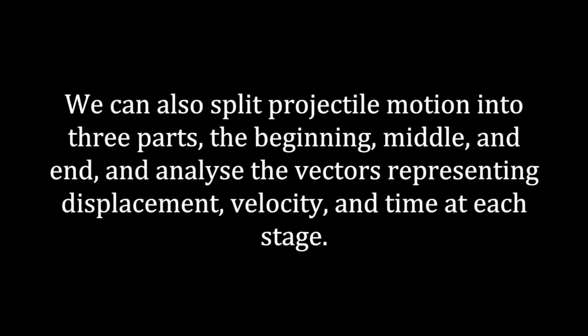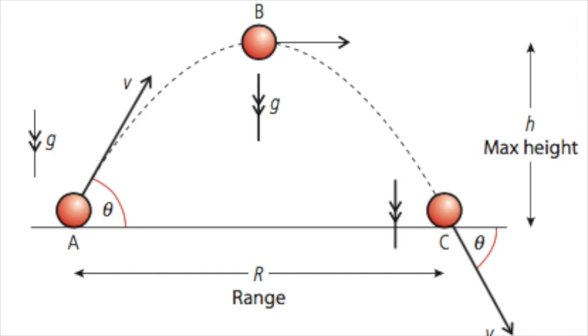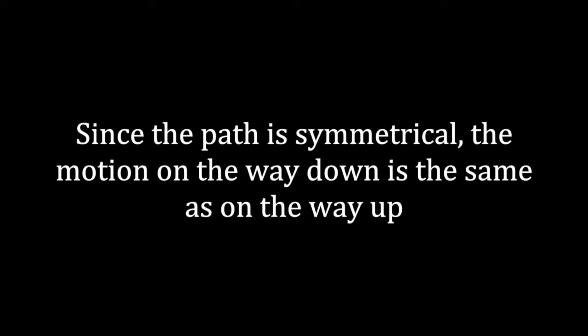We can also split the projectile motion into three parts: the beginning, middle, and the end. And then after that, we can analyze the vectors, which represent the displacement, velocity, and time at each of the stages. As you can see from the picture, point A is the beginning, point B is the middle, and the end is at point C. And also, since the path of the motion is symmetrical, the motion on the way down is the same as it is on the way up.